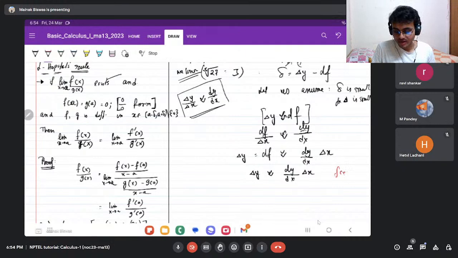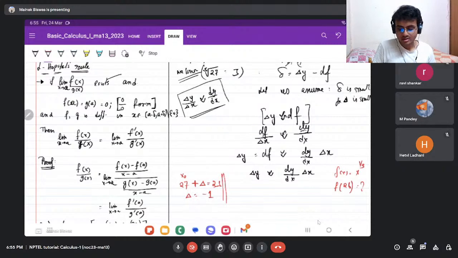So I have a function f(x) equal to x to the power 1/3. And I am told to find f(26). How do I find it? No answers? So what Mr. Pandey said is, I can write it as 27 plus delta. So this is your x naught plus delta equal to 26. So your delta is equal to minus 1. Agreed? So I know f(27) is 3. This is why I am using 27, right? And it's close to 26. That's why I am using it. Okay?